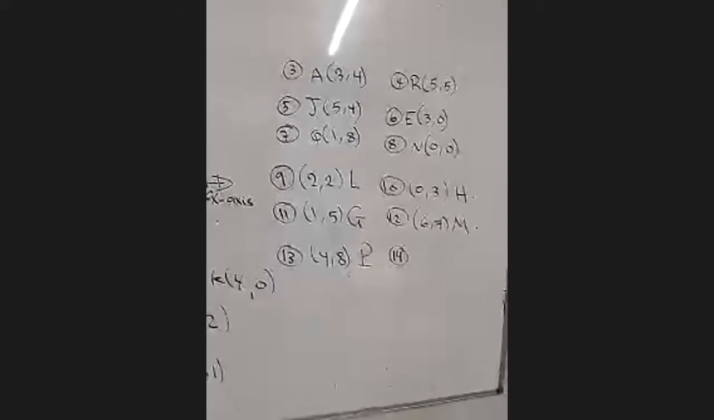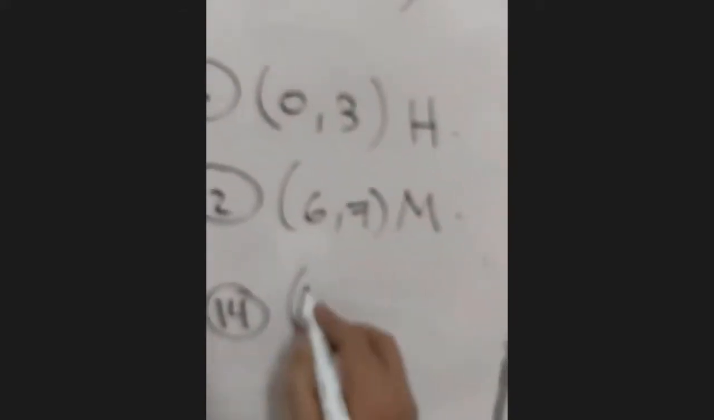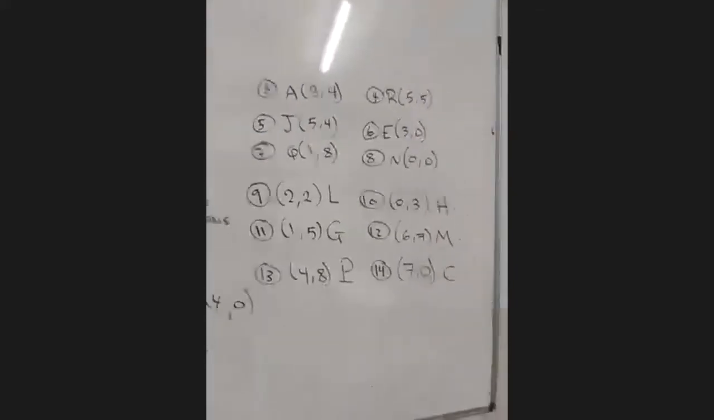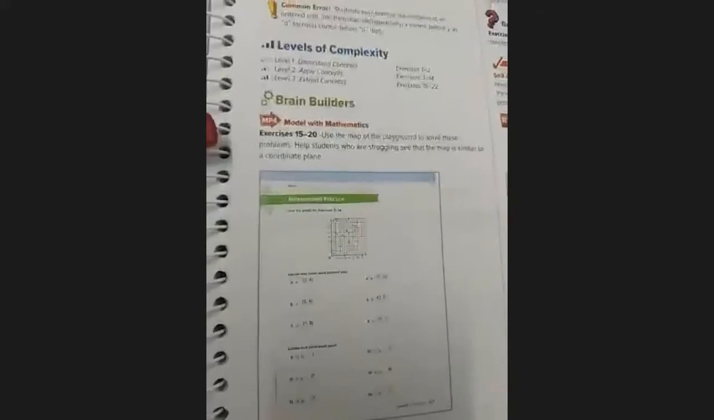Question 14 with Murad. Yes, master. C. What do we have? 7 and 0. 7 on x and 0 means we won't go up or down. We stay on the same axis, which is C. Excellent. So 7 and 0 is C. Excellent boy. This is the page, guys. I think we are done with this page, okay?